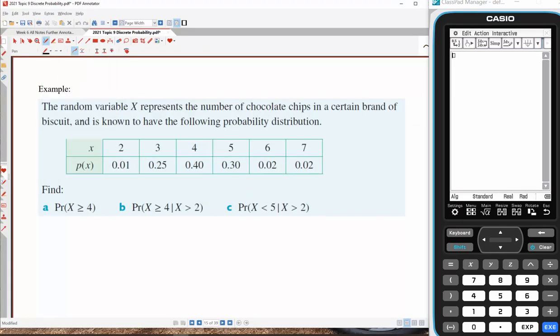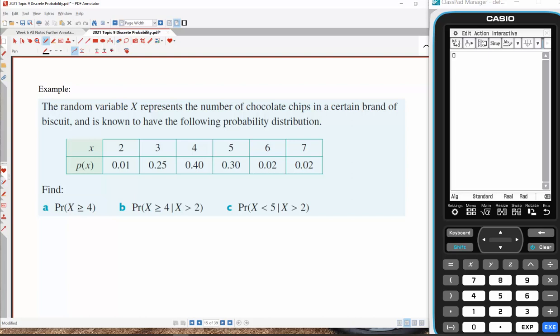Okay, so for this one, we've got a random variable x representing the number of chocolate chips in a certain brand of biscuit. And it's known to have the following probability distribution. So 2 chocolate chips, 1% chance, 3 chocolate chips, 25% chance, 4, 40%, etc. So seems logical. There's a small chance that you might get a biscuit with 2 chocolate chips only. This would cause a fight amongst my kids. 7 chocolate chips, this would also cause a fight if someone got this many, but there's only a 2% chance of those. Most of them are going to be somewhere in the middle there.